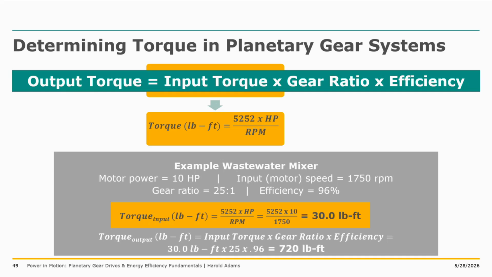So our input torque per the formula here is 30 foot-pounds. We've taken our constant times our 10 horsepower and divided that by our RPMs, giving us a net result of 30 pounds-foot. Plugging in 30 pounds-foot to determine our output torque, 30 pounds-foot times 25, our gear ratio, times the efficiency of the mixer gives us an output of 720 pounds-foot. So that's what's being delivered in torque.